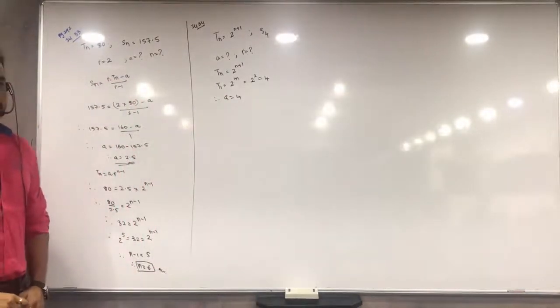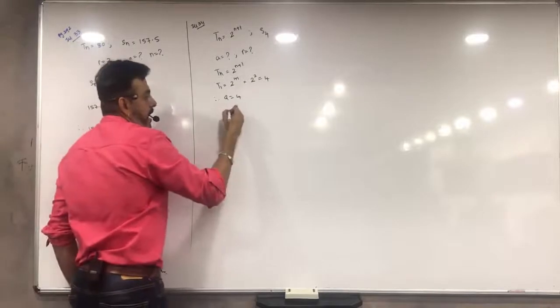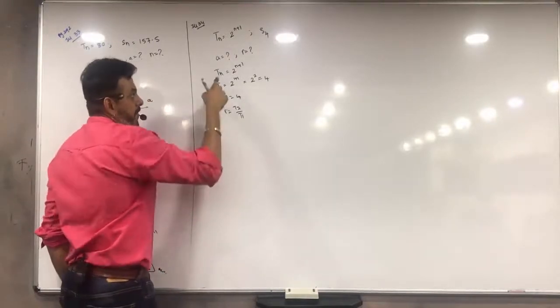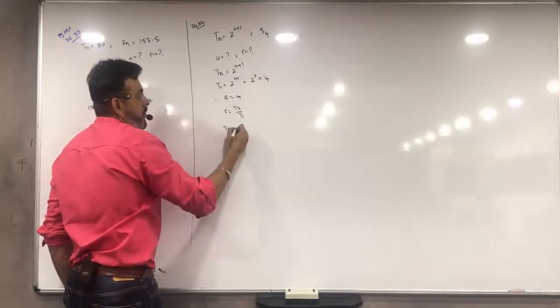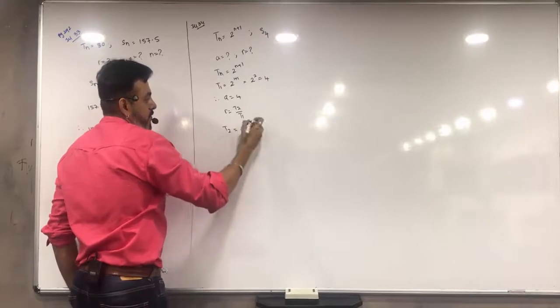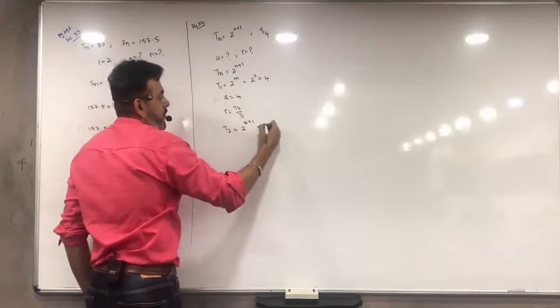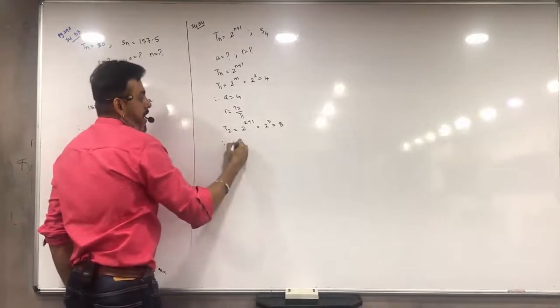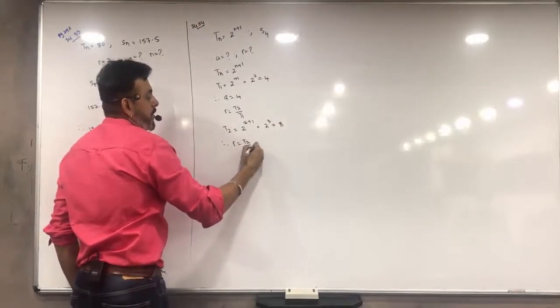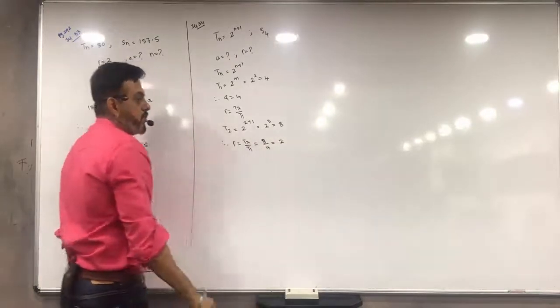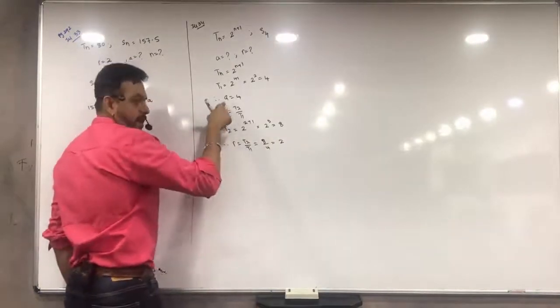A is found. Now how do we find R? R is equal to T2 upon T1. So we have to find T2 using this formula. T2 is equal to 2 raised to n, which is 2, plus 1, is equal to 2 raised to 3, which is equal to 8. Therefore, R is equal to T2 upon T1, which is equal to 8 upon 4, which is equal to 2. Now we have R, we have A.